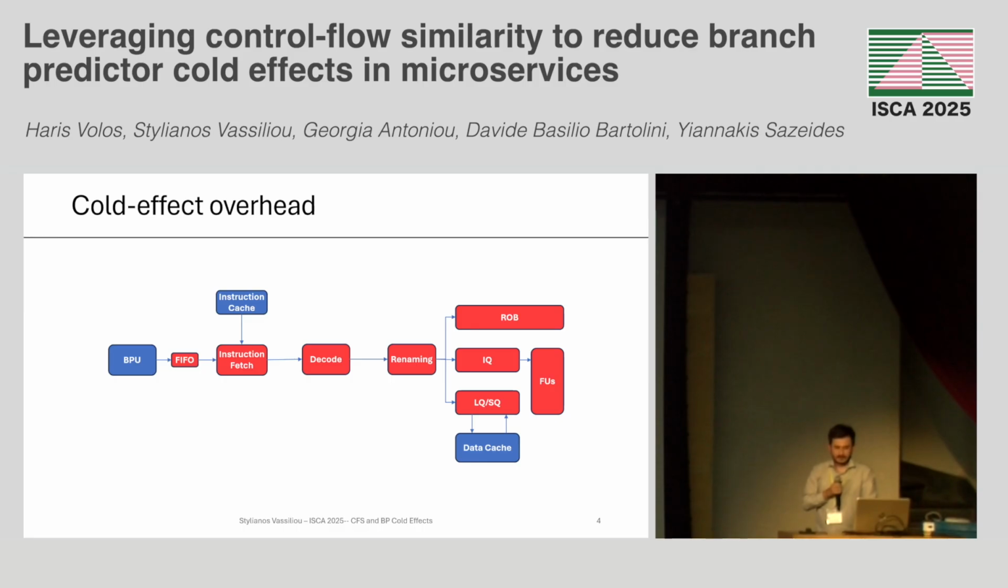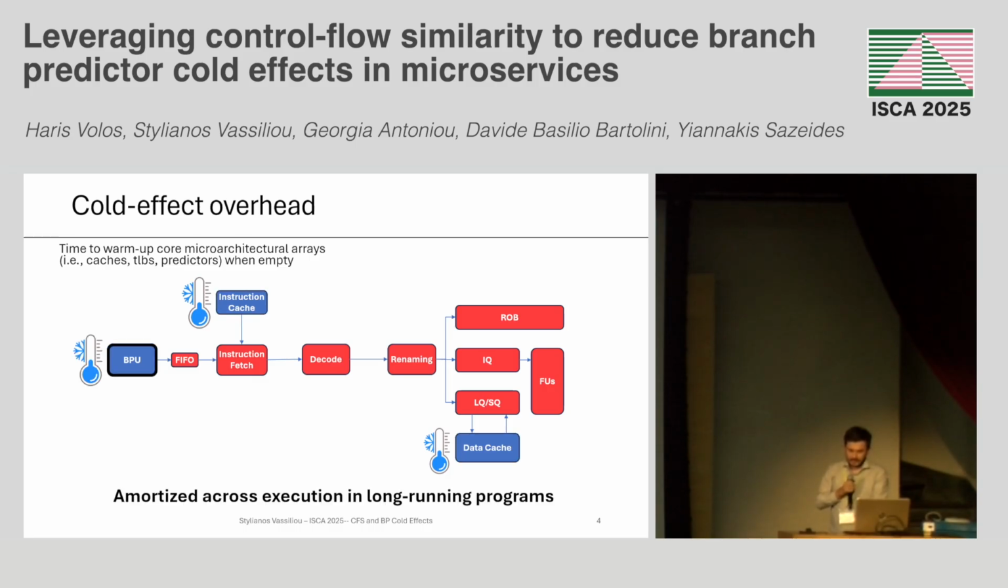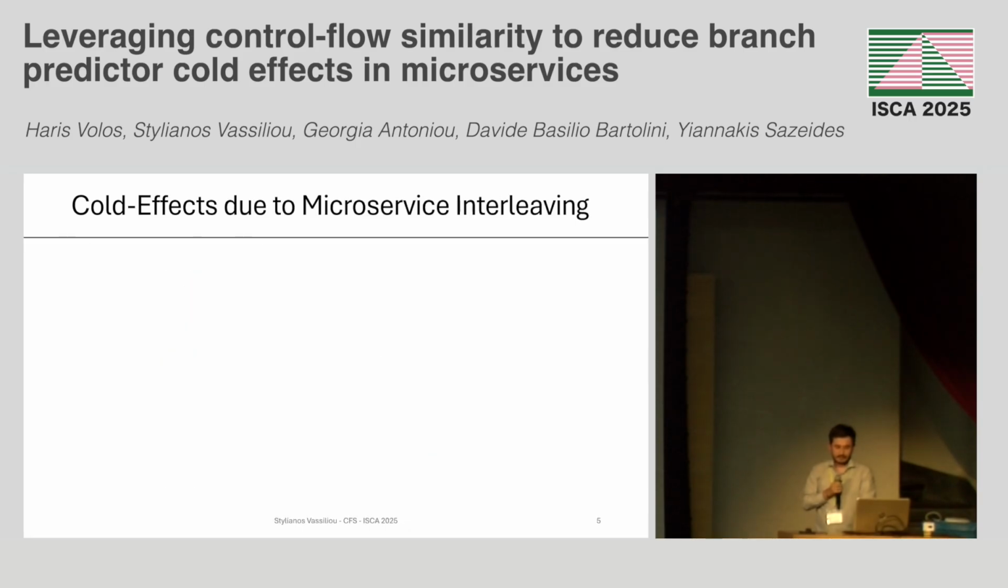The cold effect overhead comes from three pipeline components: the instruction and data caches, which must fetch the process data, and the branch predictor, which needs to observe branches and learn their behavior. In large programs, this cost is amortized over time, but smaller ones don't get this chance.